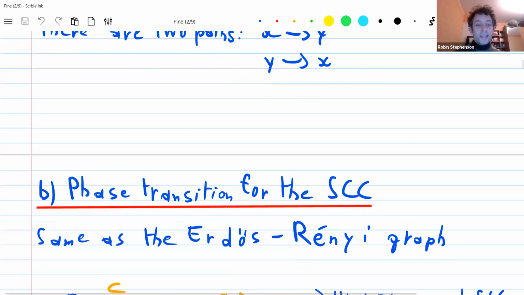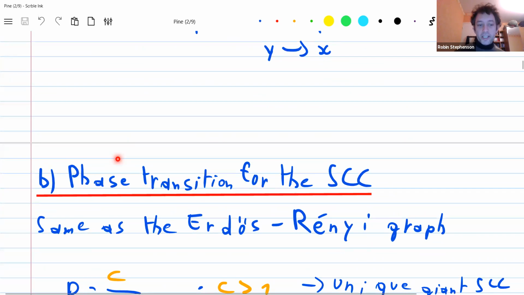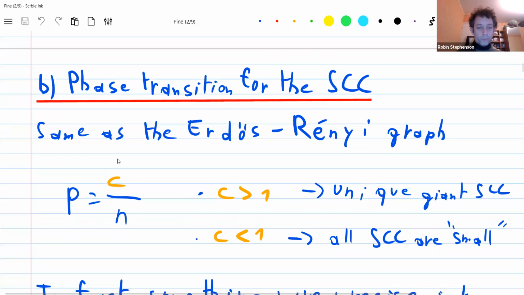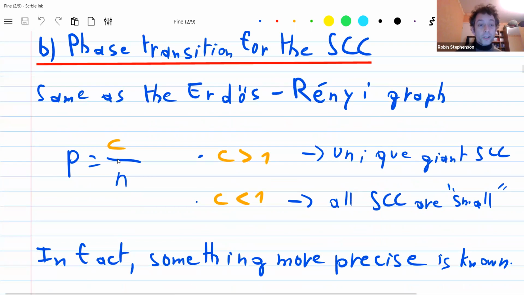And it turns out there is a phase transition for these things, which is very close to the phase transition of the Erdős-Rényi graph, which probably most of you have heard of. So I'm going to take p, my probability parameter, to be a constant over n. And depending on whether this constant c is above or below 1, we end up with what you could call a supercritical or subcritical regime.